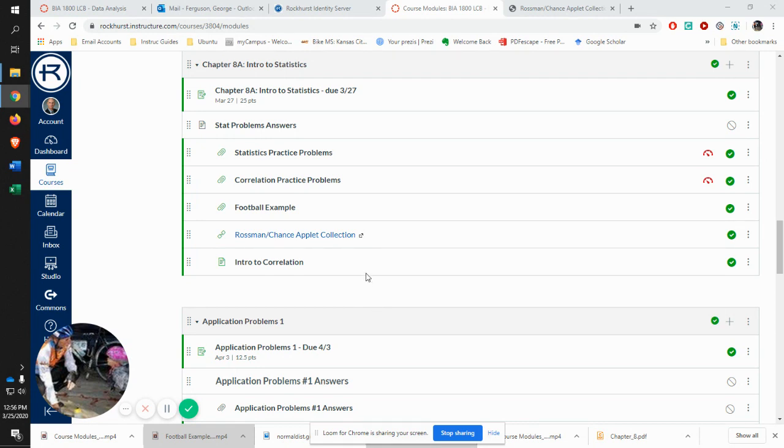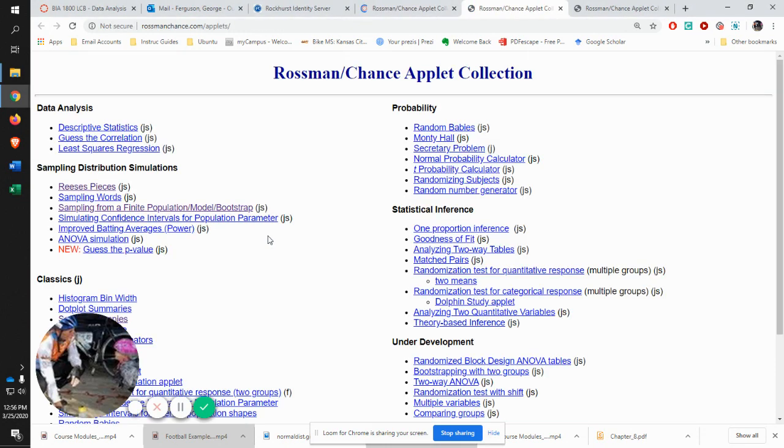What I want you to do is, in Canvas, under the Chapter 8 Intro to Statistics, go to the Rossman-Chance applet collection. And I want you to play. We're going to be looking at the idea of Reese's Pieces.